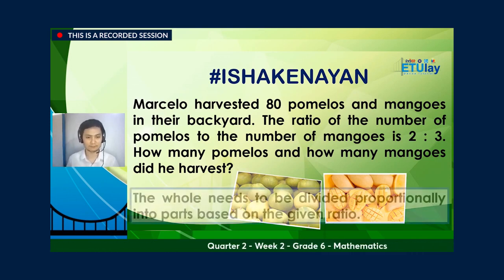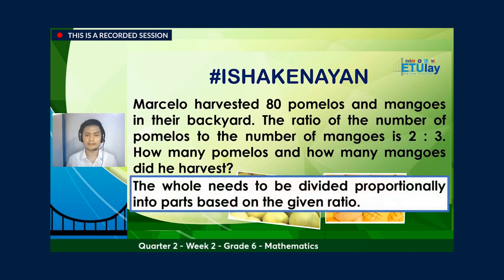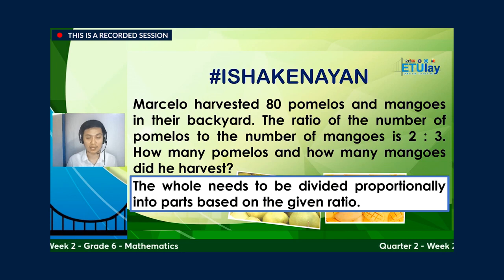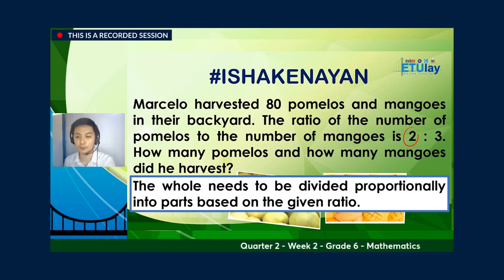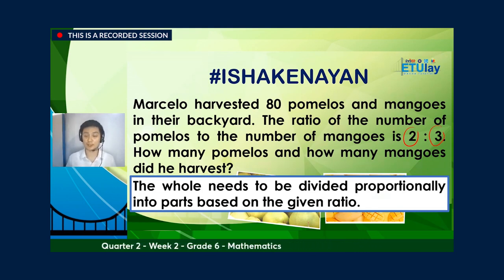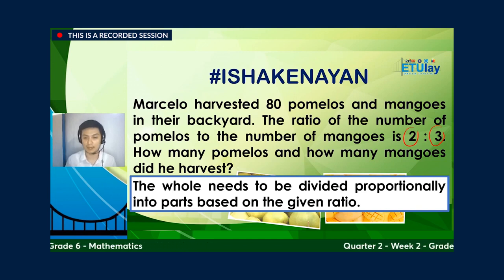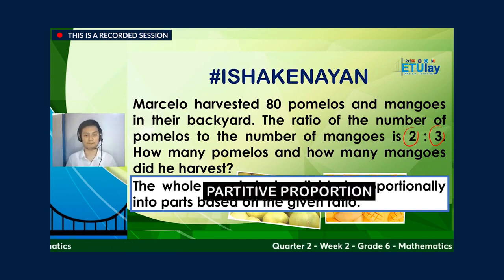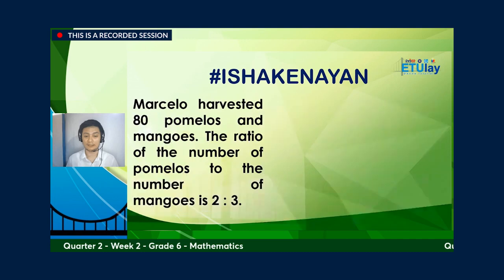Ayan. So in this particular situation, the whole needs to be divided proportionally into parts based on the given ratio. So itong ratio na 2:3, okay, pwede yung basahin as 2 units is to 3 units. So those are the actual representation of the number of pomelos and mangoes. And this is about partitive proportion. So how do we solve a problem involving partitive proportion?